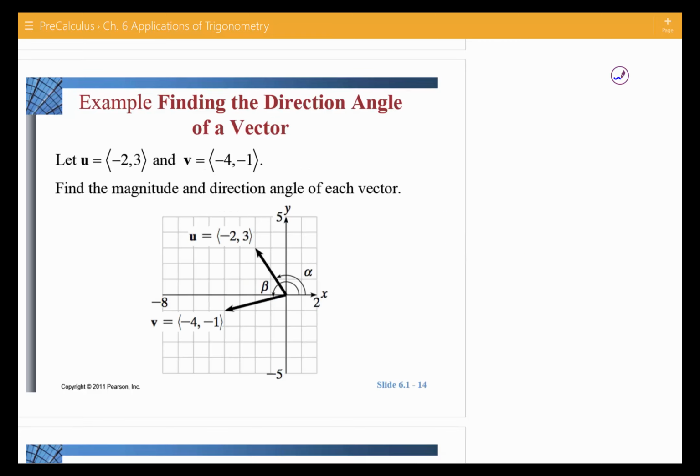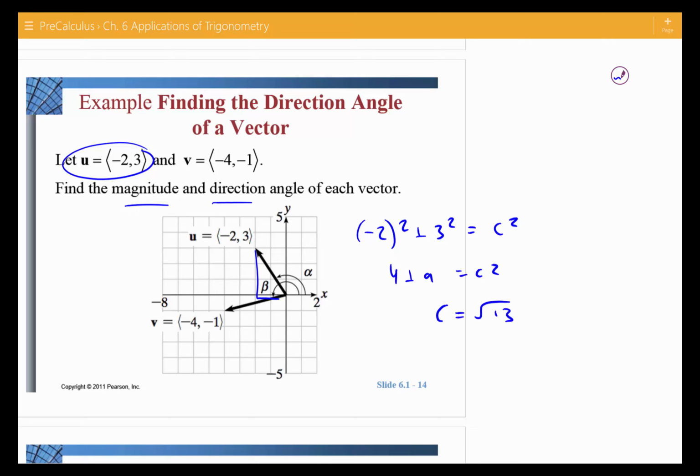Obviously, you need to be able to go back the other direction as well and find the magnitude and direction of a vector. So I'll just do vector u here, which is right here. To find the magnitude, once again, we use the Pythagorean theorem. So it'll be negative 2 squared plus 3 squared equals c squared. This gives us 4 plus 9 equals c squared. Therefore, c equals the square root of 13 is our magnitude. Now our direction, if this is 3 and this is 2, would be tangent of theta. I'll call this theta inside here, equals opposite over adjacent. And so I can do inverse tangent of 3 over 2.